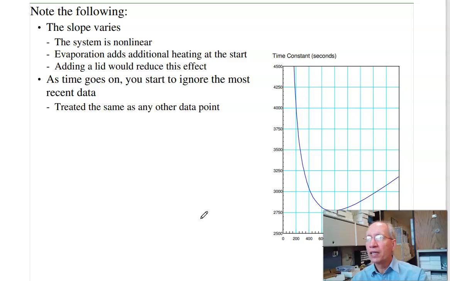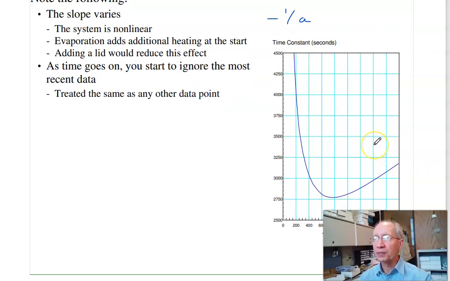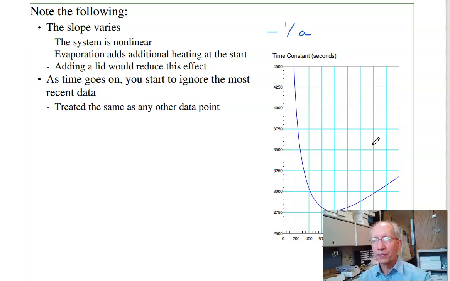So if I do that and plot the thermal time constant, that's -1 over a. That is in units of seconds. Here's what the thermal time constant looks like. It is time changing. That means I have a nonlinear system. Part of the reason for that is the coffee cup I used doesn't have a lid, so I've got 2 ways to lose heat. Well, actually 3 ways.